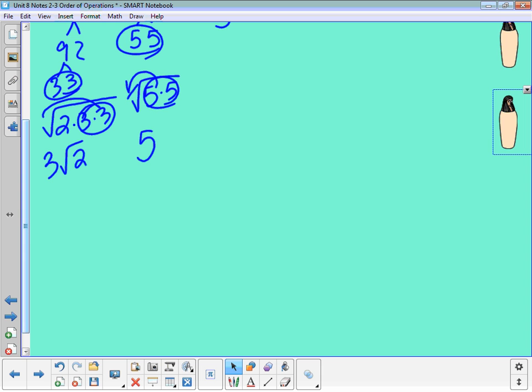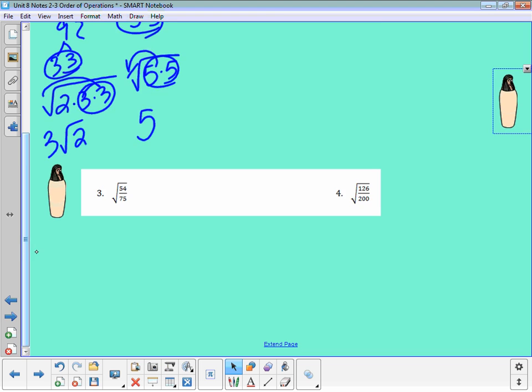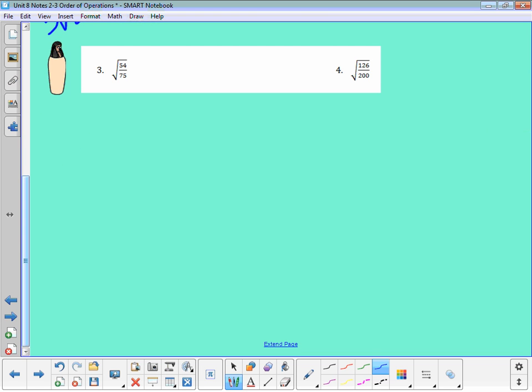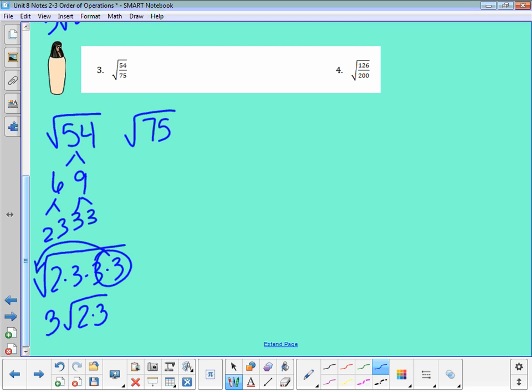Okay, let's take a look at 3 and 4. Taking a look at number 3, first thing I want to do is just break down all of my radicals. So I have 54 and I have 75. So 54 I'm going to break down to 6 and 9. That gives me 3 and 3 and 2 and 3. So putting that under a radical, I have 2 times 3 times 3 times 3. I could take out a pair of 3's, and 2 times 3. I'm going to leave that as 2 times 3. Ultimately, at the end, you shouldn't have anything that needs to be multiplied, but let's just hold off on actually multiplying that for 1 second, and you'll see why.